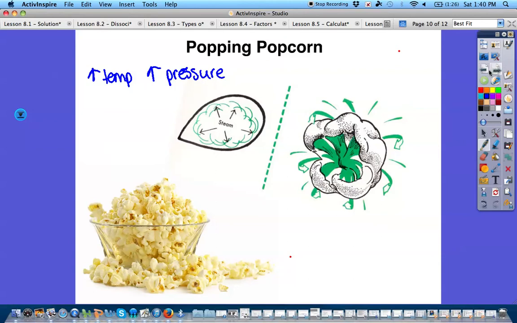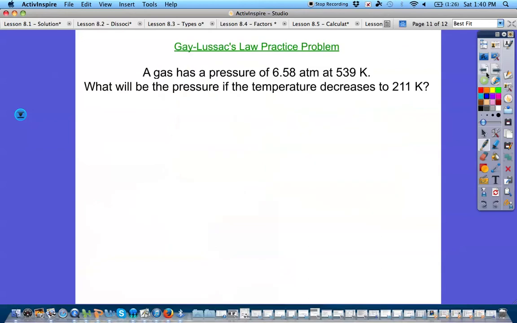We're going to take a look at an example problem for Gay-Lussac's law. A gas has a pressure of 6.58 atm at 539 Kelvin. What will the pressure be if the temperature decreases to 211 Kelvin? In this problem, our temperature is already in Kelvin, so we don't have to do any temperature conversions. P1 is going to be that 6.58 atm. T1 is going to be 539 Kelvin. P2 is what we're going to solve for, and T2 is going to be 211 Kelvin.